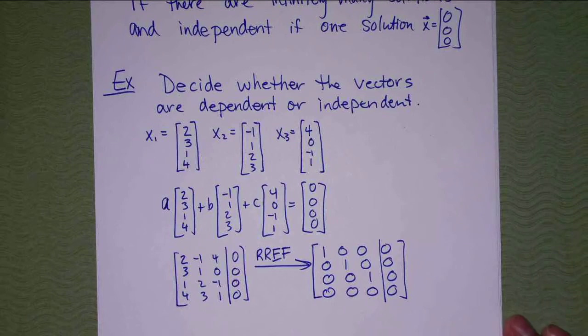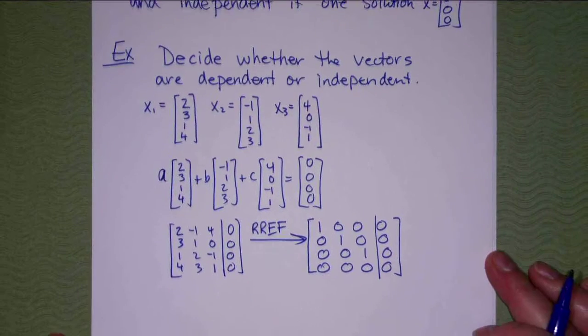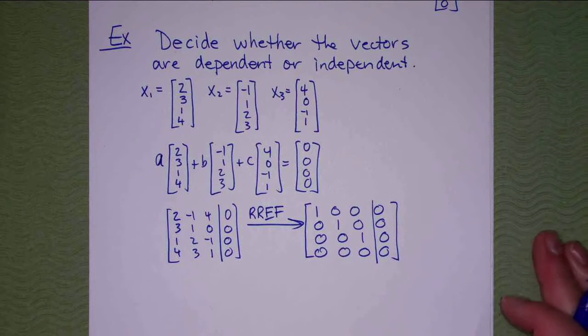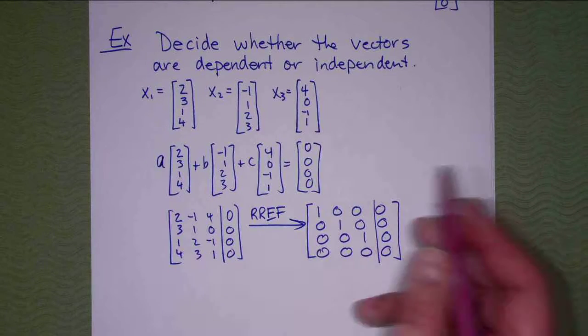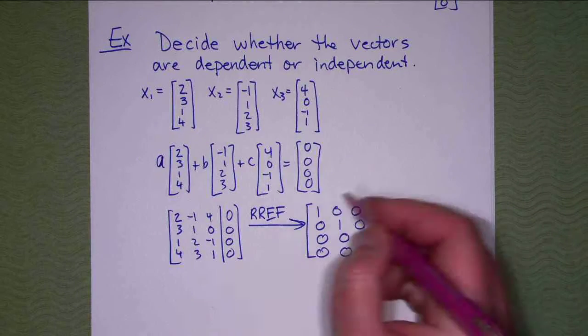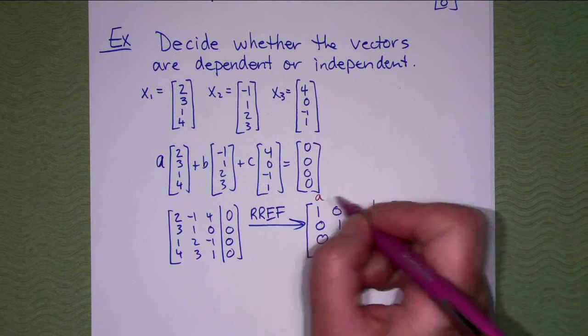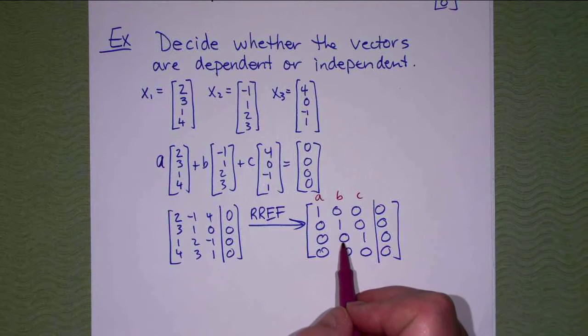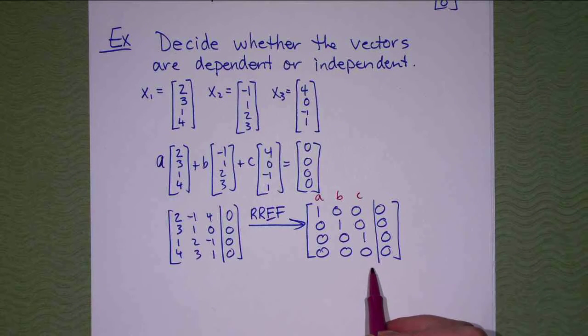And here's what we get. So, is it dependent or independent? Does it have one solution or infinitely many? Here's your variables. I called them A, B, C here. We could have called them X1, X2, X3. Doesn't matter. Does A have a lead 1? Does B have a lead 1? Does C have a lead 1? Is there any free variables? Any letters left to be free?